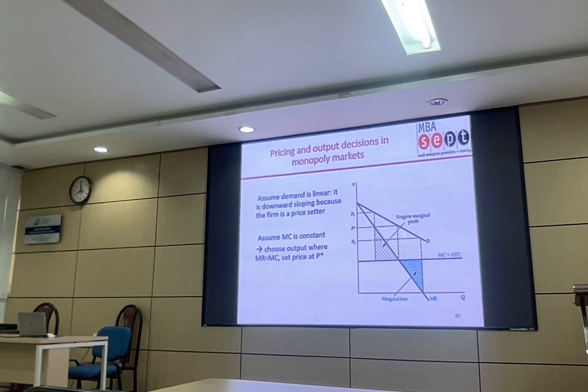Let's compare the profit in the case where they set a high price with the case at the point where MC equals MR. We have the quantity at MC equal to MR, and then assume they set a high price with the quantity at this point. They will have a higher price level.